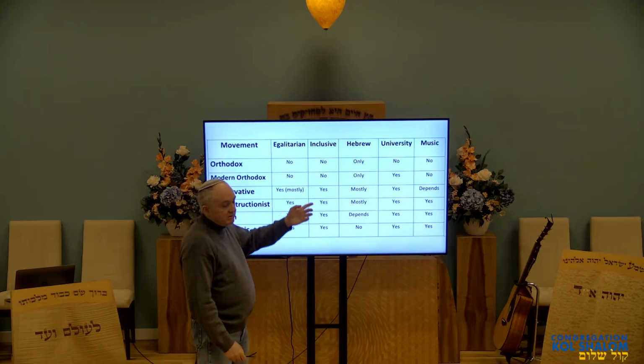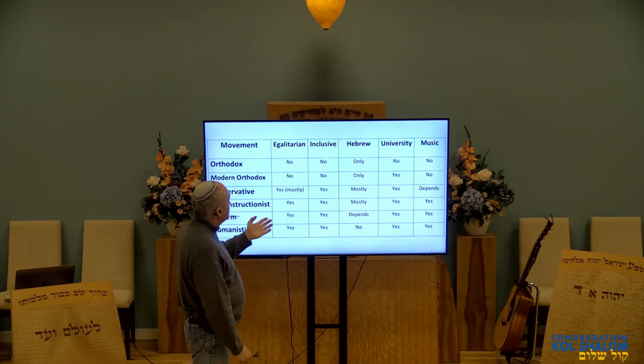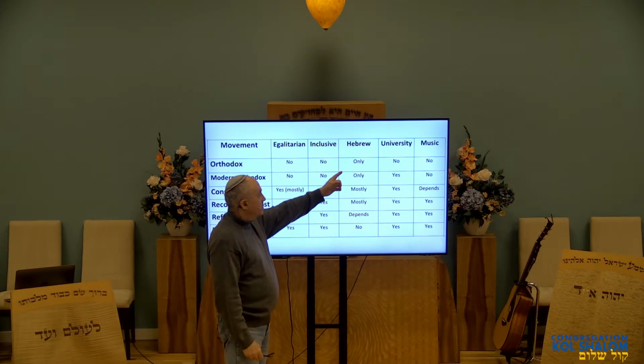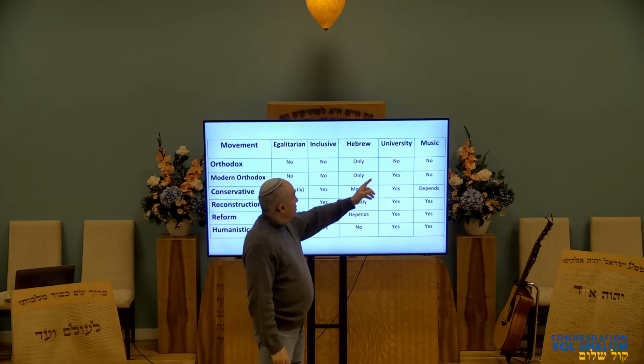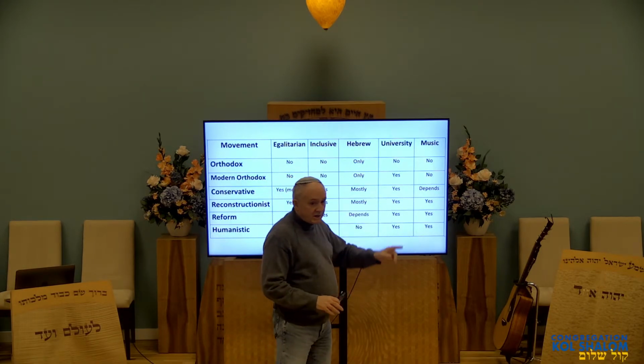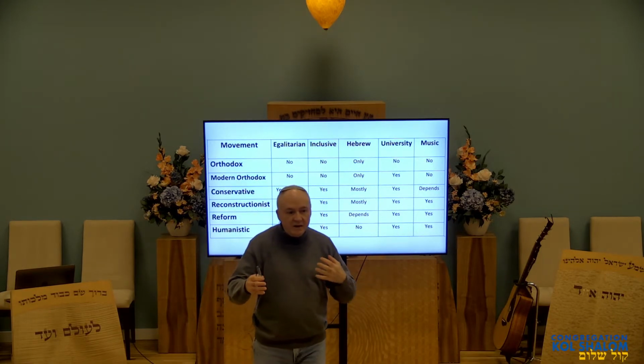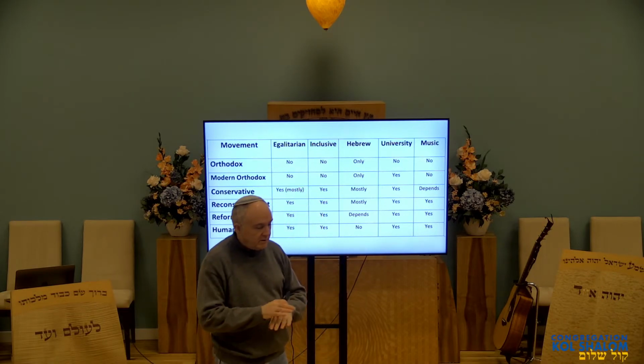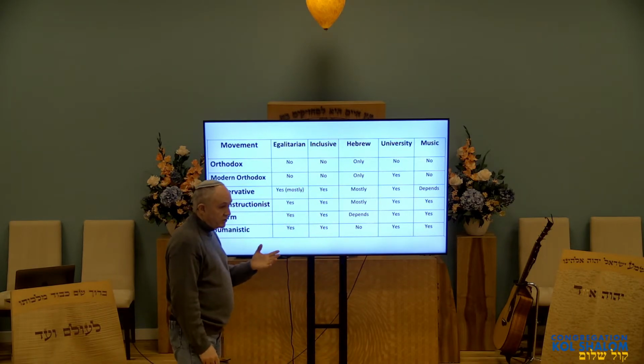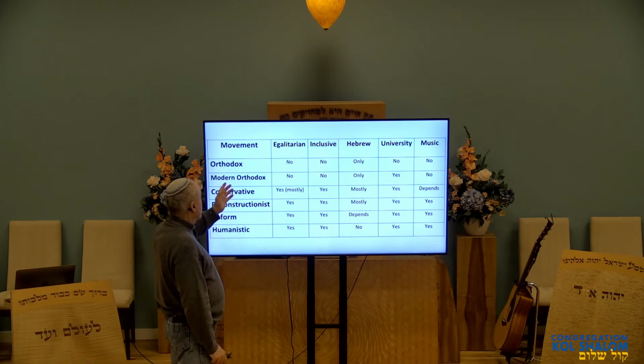Orthodox, egalitarian, no. Inclusive, no. Hebrew, only Hebrew. University, no. Music, when I say music, I don't say singing. I say musical instruments, forbidden on Shabbat or Hagim.